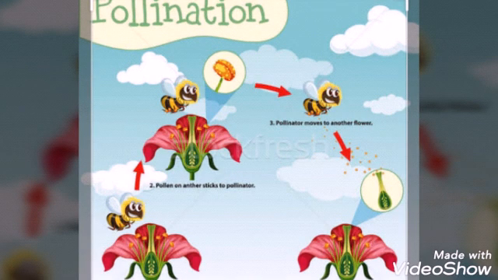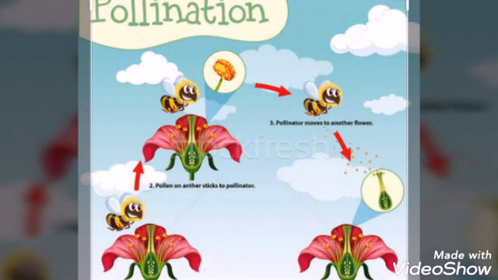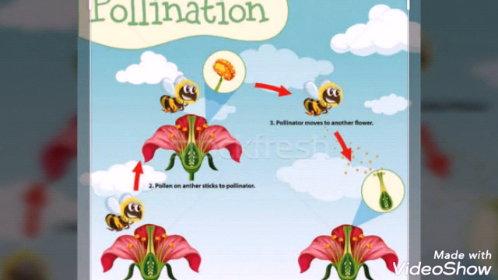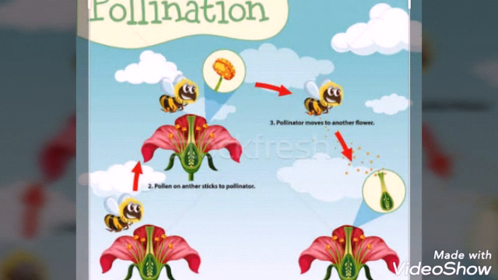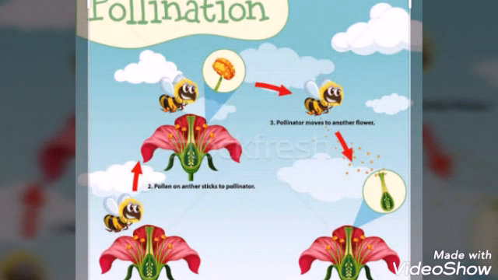So when one insect sits in one flower and goes to the other flower, then pollination takes place because pollen grains are transferred to the stigma. Now when the pollination has taken place, that means the pollen grains are transferred, and then the ovules, they change into seeds. The ovules are present inside the ovary. They change into seeds.